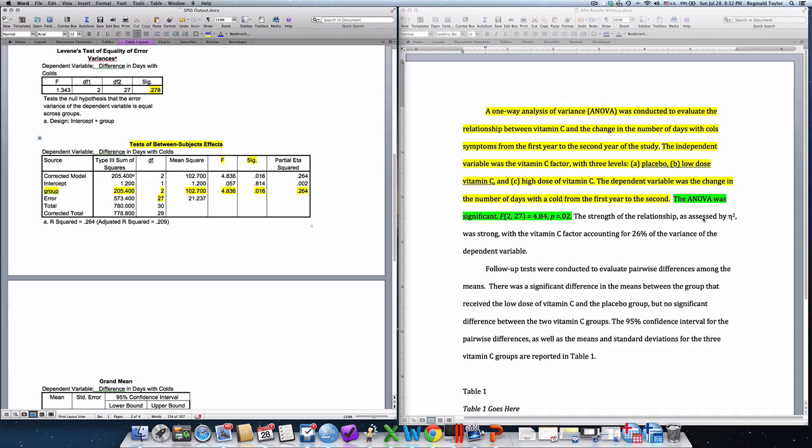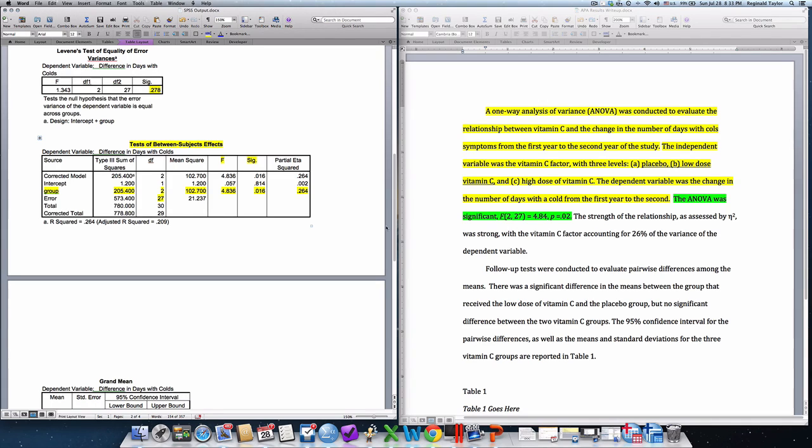The strength of relationship is assessed by, this is just the statistical symbol for eta squared. It was strong, and the vitamin C factor accounted for 26% of the variance. The 26%, again, comes from the partial eta squared column, and again, it's for the grouping verbal. And again, from your basic math, you remember that to convert a decimal to a percentage, you move the decimal place two places to the right, which gives you 26.4%. That's the 26% that you see right here.